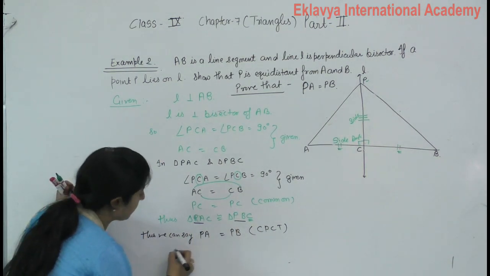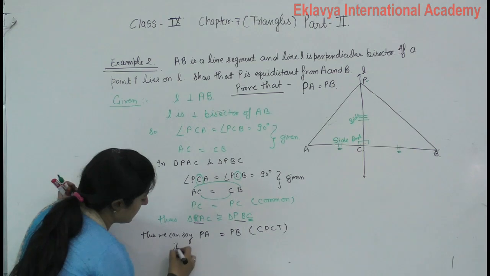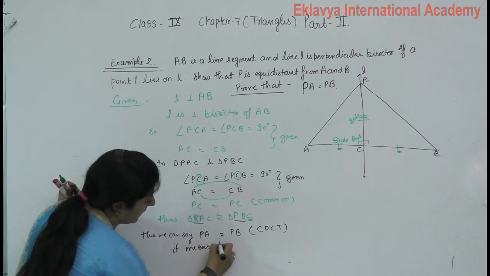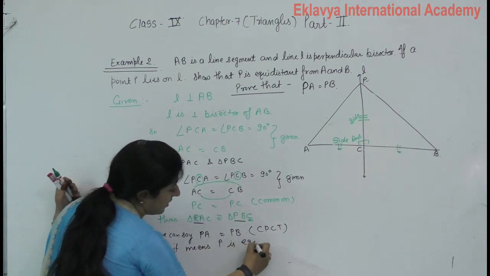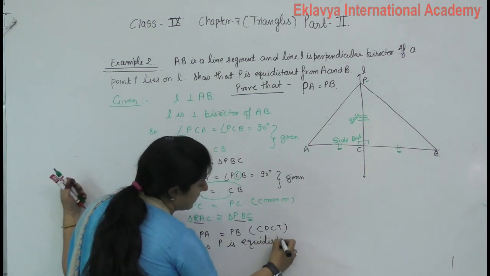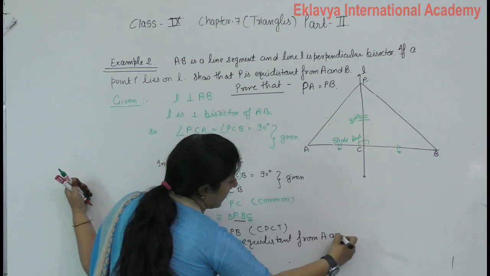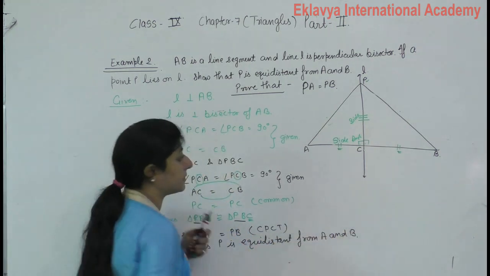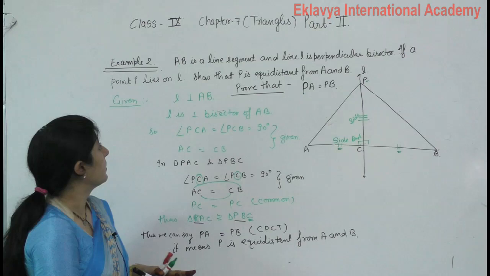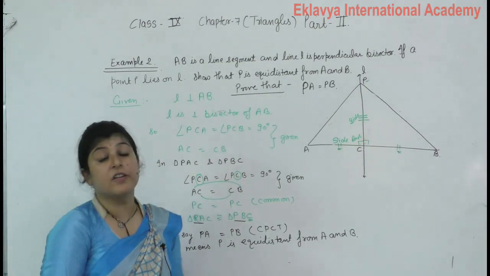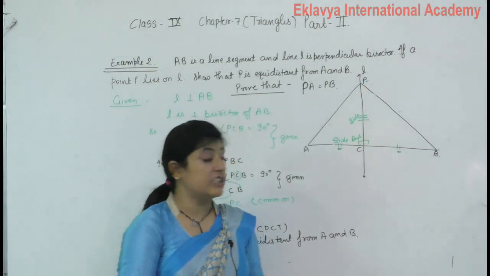So it means P is equidistant from A and B. Okay student, we will solve these types of questions this way.